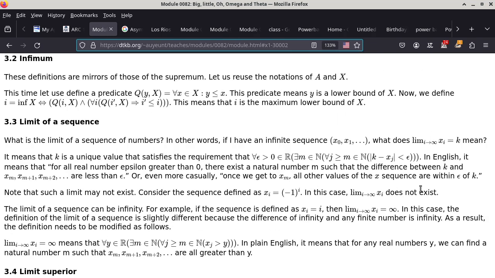So look at supremum as maximum, infimum as minimum. So now we want to look at the limit of a sequence. Okay, so I think we have enough time. We got 2 minutes. We can talk about this.